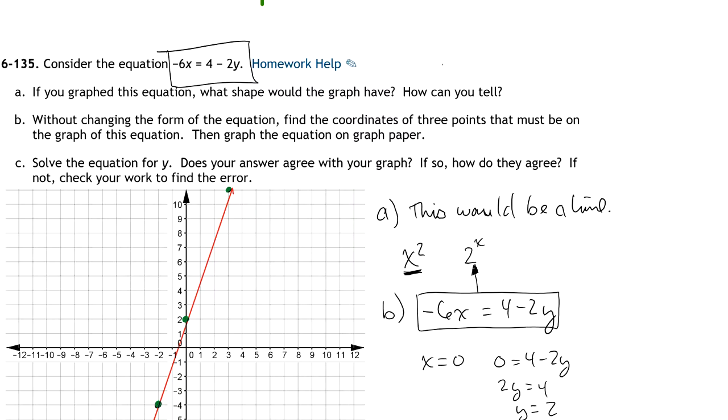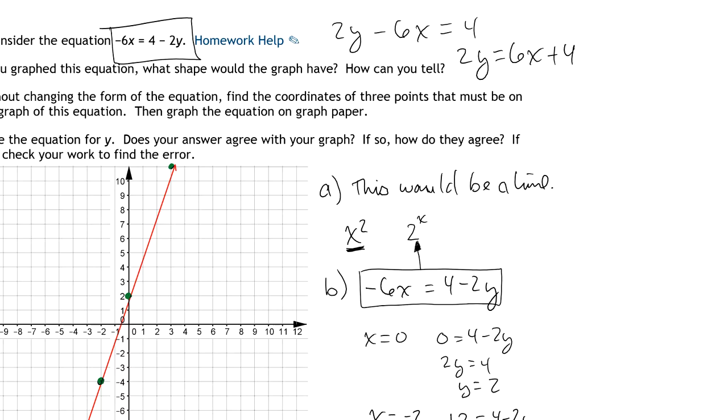So if I'm solving this for y, I might do this. I might add 2y to both sides first and rewrite it as 2y minus 6 times x equals 4. And I'm going to add 6 x's to each side. So I get 2y equals 6 times x plus 4. And if I divide everything by 2, right, on both sides, or multiply both sides by 1/2, I get that y is 3x and then plus 2.